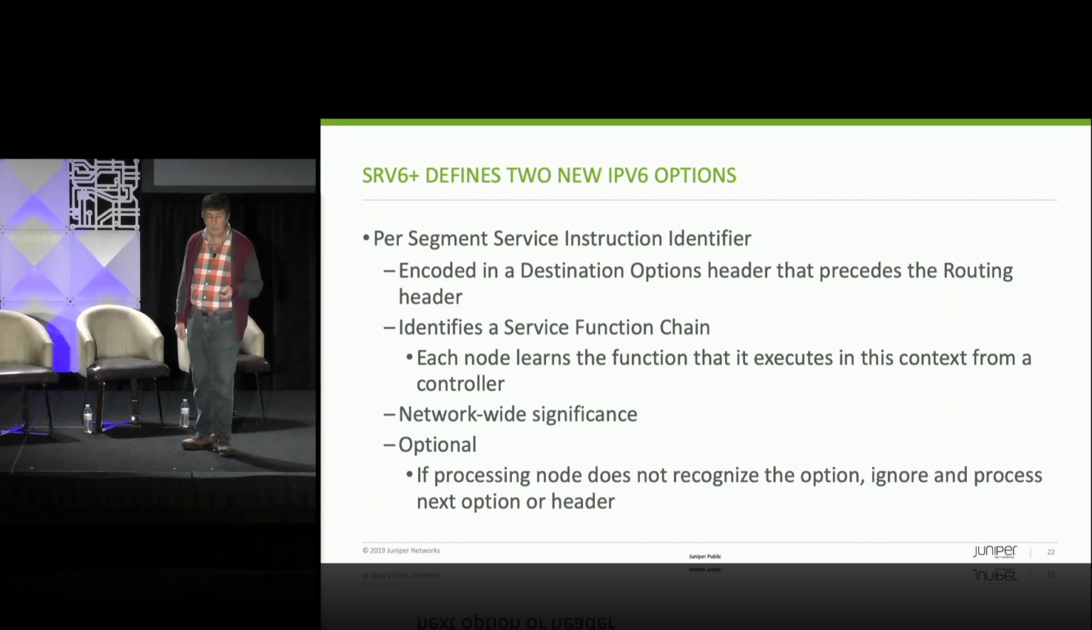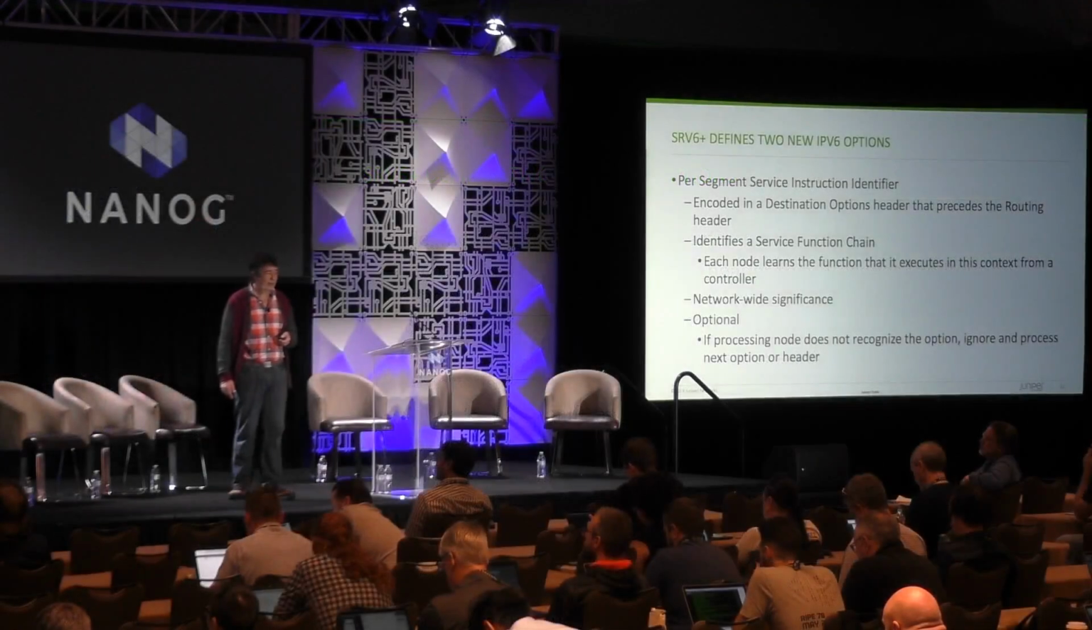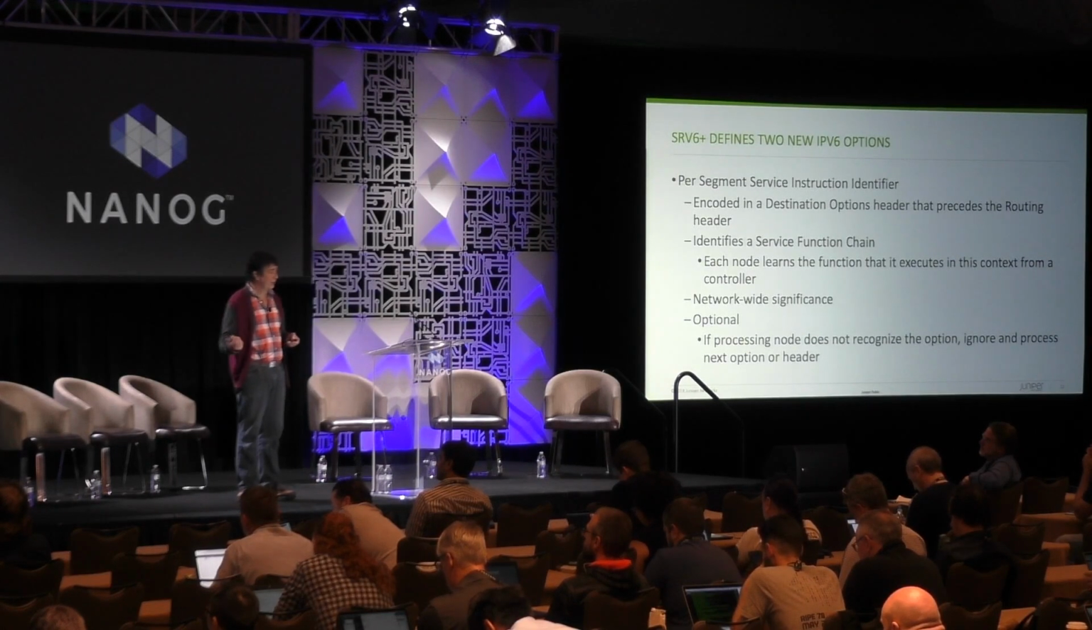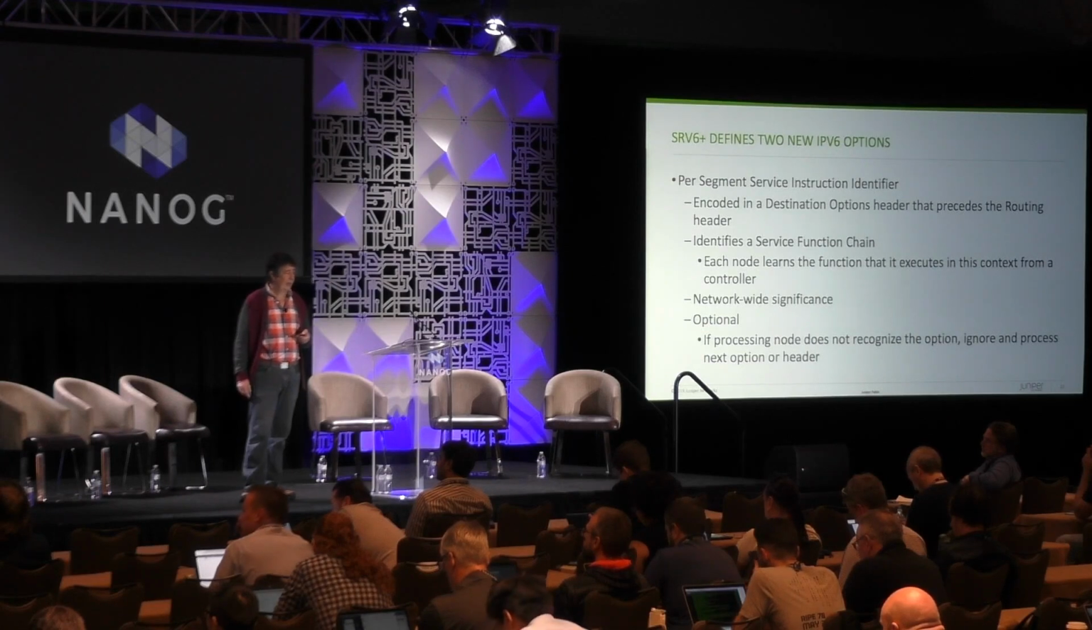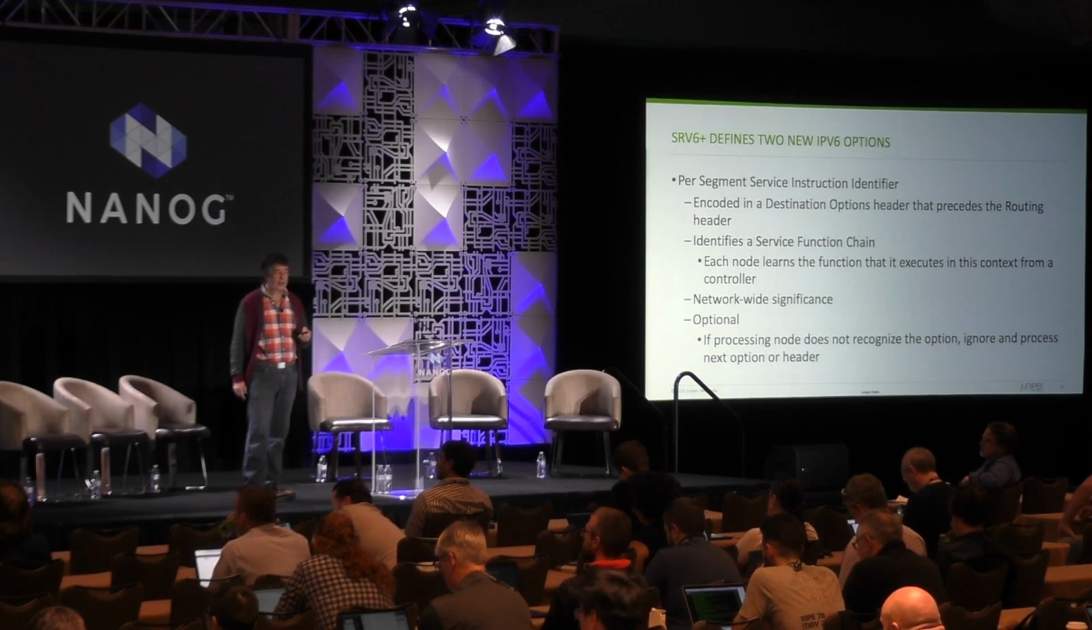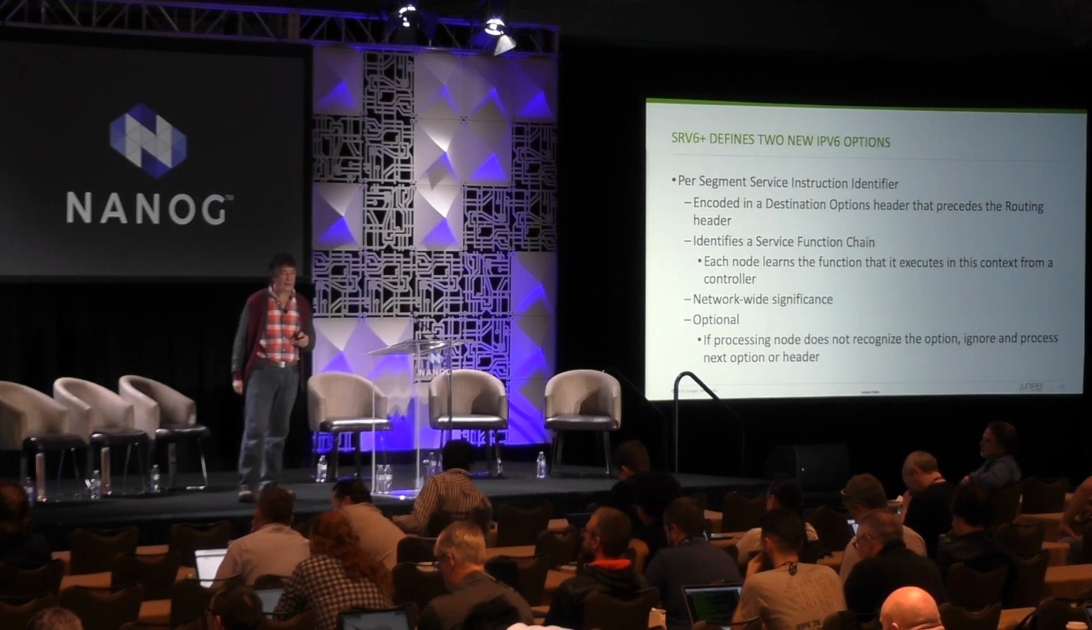Now, SRv6 defines two new options. One is the per segment service instruction identifier. It's encoded in a destination option that precedes the routing header, which means it's processed by every segment endpoint. It identifies a service chain. Each node learns the function that it executes in the context of that service chain from a controller, and it has network-wide significance.